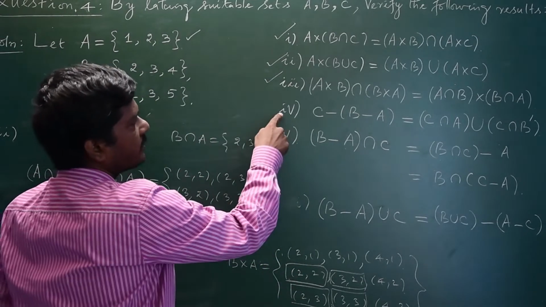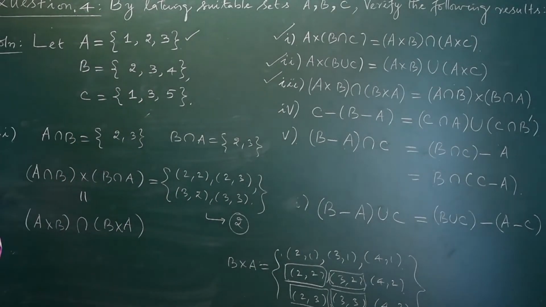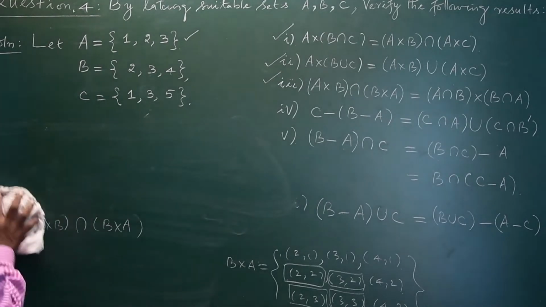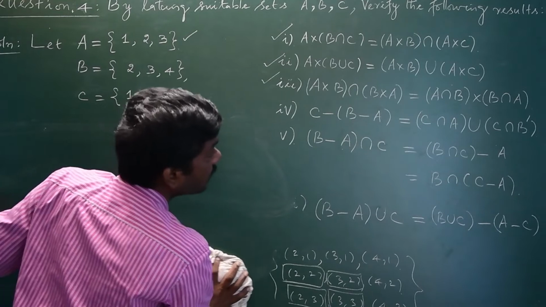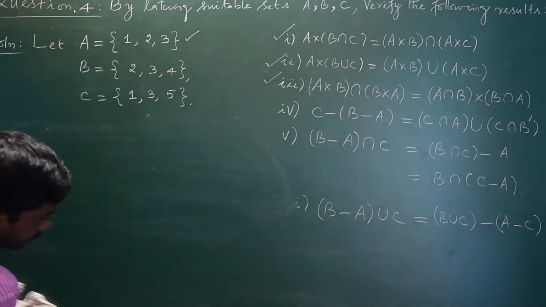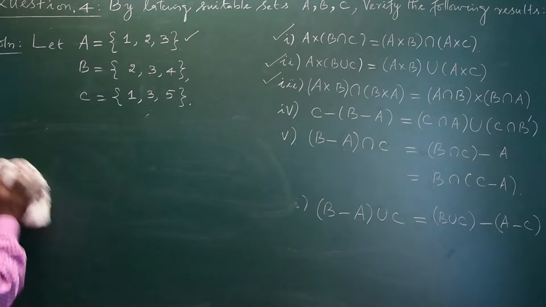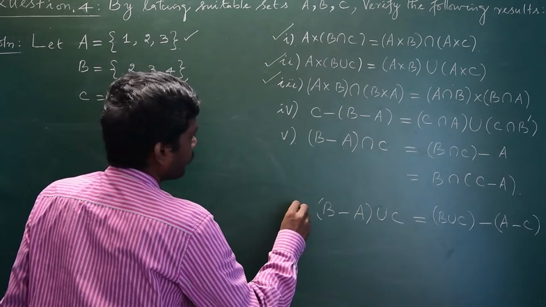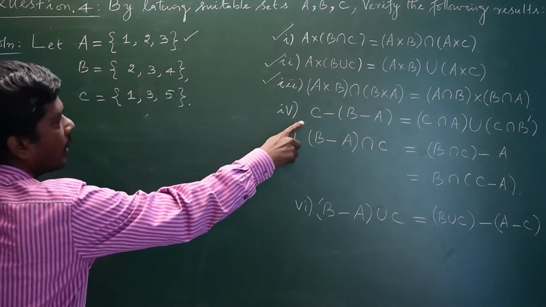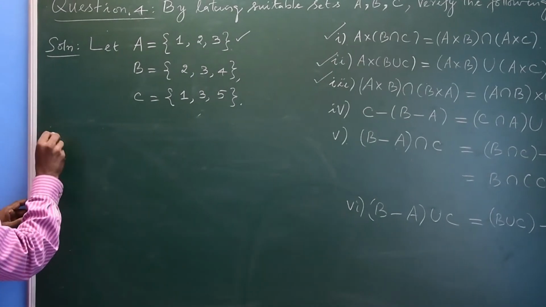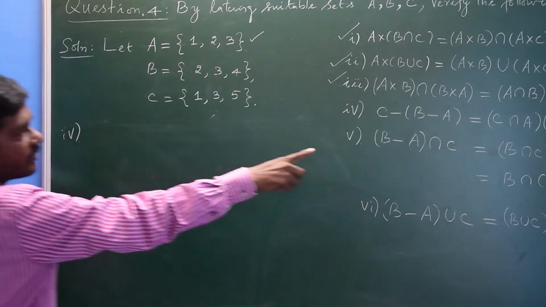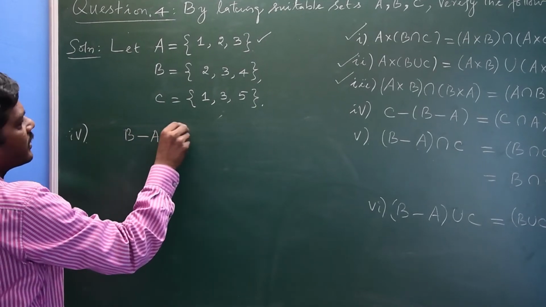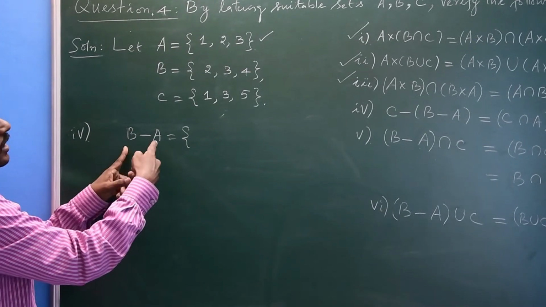Now let us verify the fourth result. What is the fourth result? Fourth one. Let us first find out B minus A. So what is B minus A? B minus A is nothing but the set of all elements in B which are not in A.